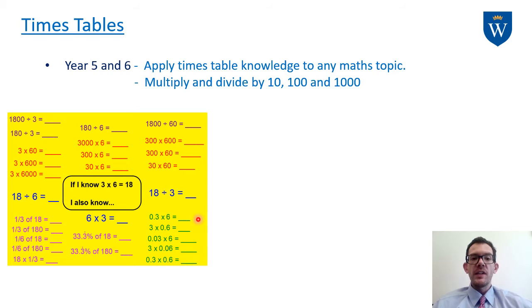If I know that 3 times 6 is 18, then I know that 0.3 times 6 is 1.8. One of the parts I'm multiplying is 10 times smaller, so my answer is also 10 times smaller.